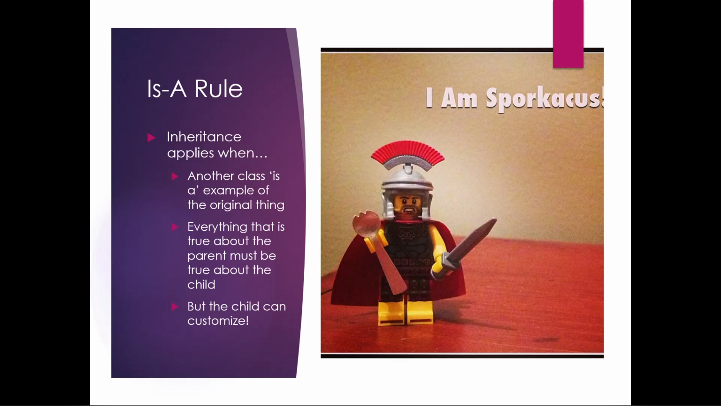So everything that's true about the parent must also be true about the child. We don't create parents that are just sometimes like their child. They should be all the time like the child. That's not to say that the child can't customize the parent's behavior. They can add to it or modify it in some interesting ways, but they still fundamentally are the same thing. I mean, again, gas vehicles, you have to stop and put fuel in them.